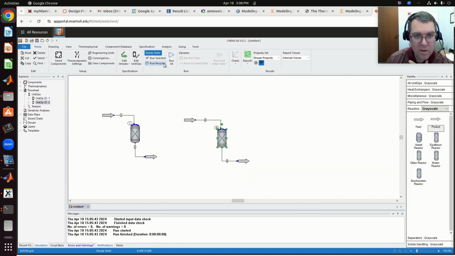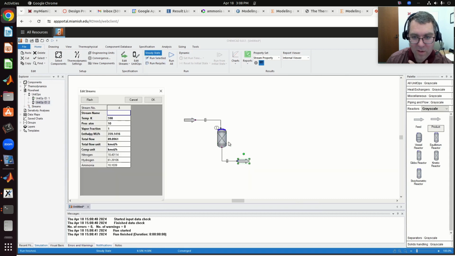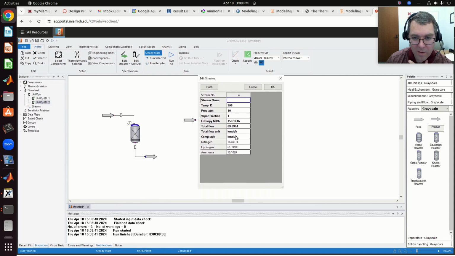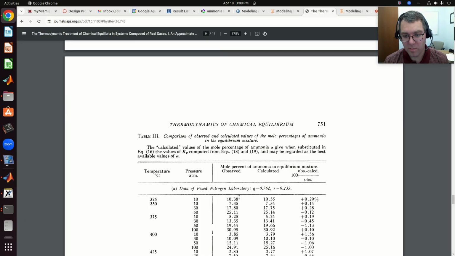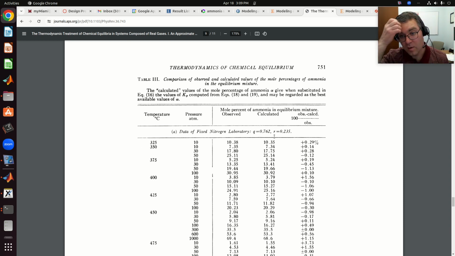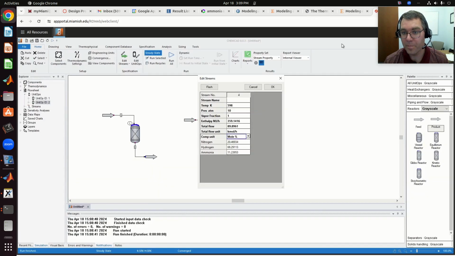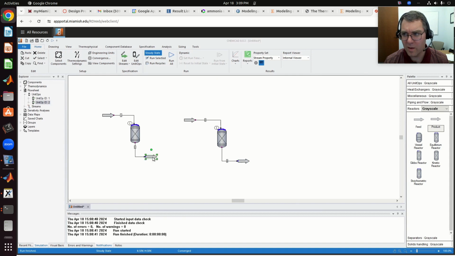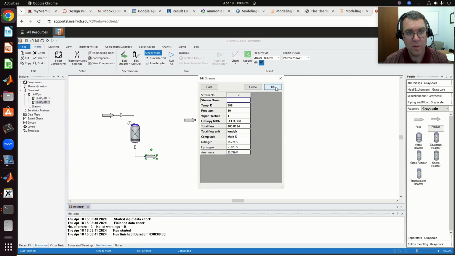And so let's see what my Gibbs reactor says. If I run this in a Gibbs reactor, let's convert this to mole percents. So this is kind of interesting. My Gibbs reactor at 598 Kelvin and 10 ATM actually predicts a distribution very similar to this paper. This paper suggests a mole percent observed of ammonia of 10.38 at those conditions. The Gibbs reactor gives me 11.239. Pretty darn close. Whereas with that equilibrium constant, I have something closer to 31%.